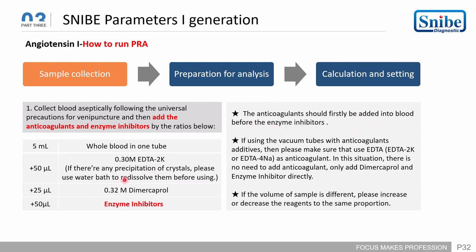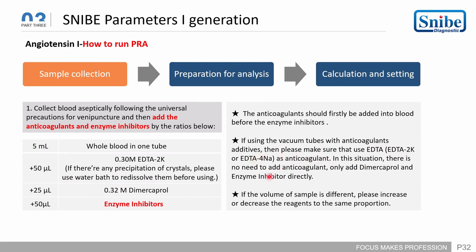So the anticoagulant is dipotassium EDTA. If using a vacuum tube with anticoagulant additive, then please make sure that it contains dipotassium EDTA or tetrapotassium EDTA as the anticoagulant. Tripotassium EDTA is not recommended or not evaluated. That's why whenever the customer is going to test angiotensin, they have to make sure the recommended type, the dipotassium EDTA or tetrasodium EDTA tube, is used as the anticoagulant.